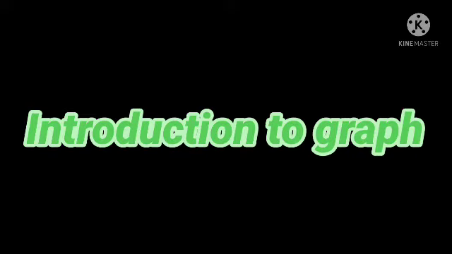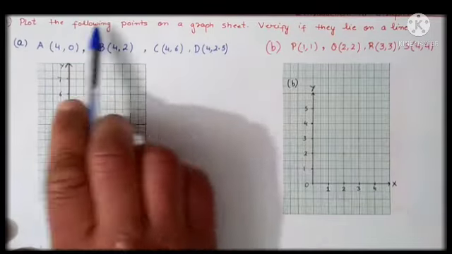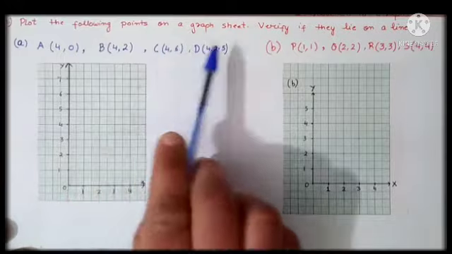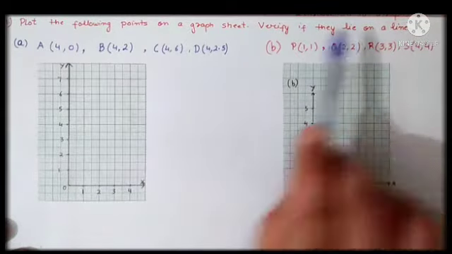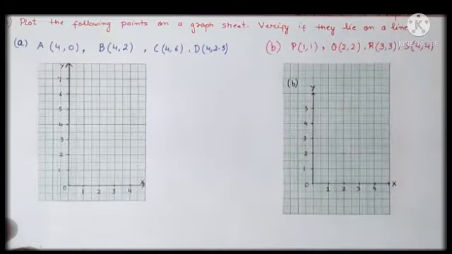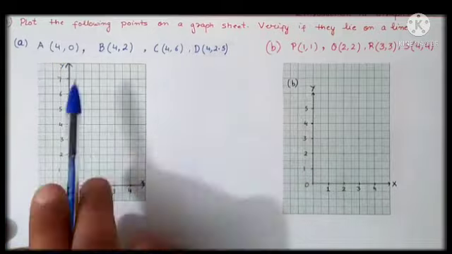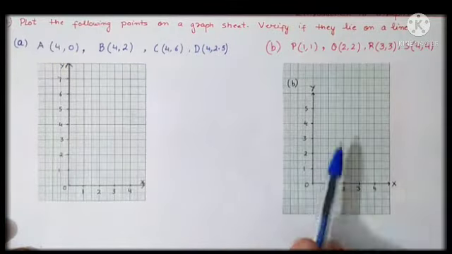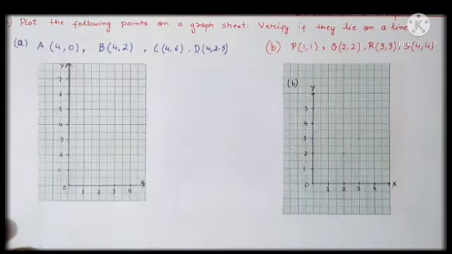Good morning, students. Today we will do one more concept from the chapter Introduction to Graph. So, the question is: plot the following points on a graph sheet and verify whether they lie on a line or not. In part A, 4 points are given to us: (4, 0), (4, 2), (4, 6) and (4, 2.5). We will plot these points on the graph.